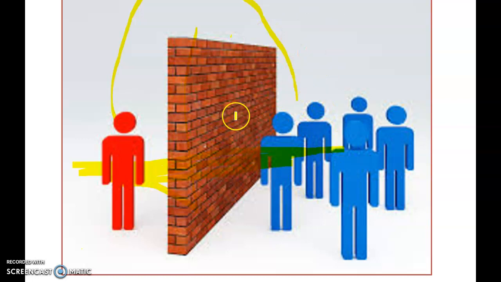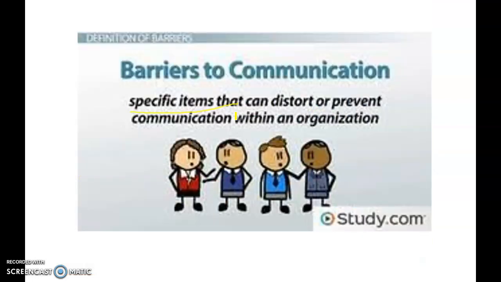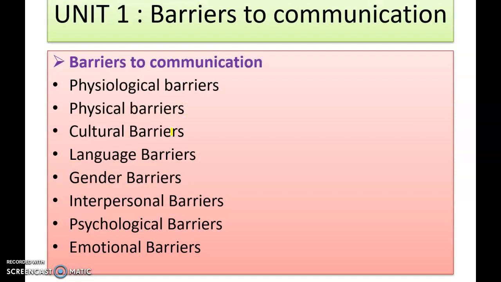So I have put this image so you will get a clear idea what you are going to learn in barriers to communication. See, Google specific items that can distort or prevent communication within an organization. Yes, exactly. Some specific items, like you are not going to talk to that person because of something you feel, or you don't want to talk, or some barriers are there, because of that you do not communicate easily with that other person. Okay, so we'll start with the barriers to communication.